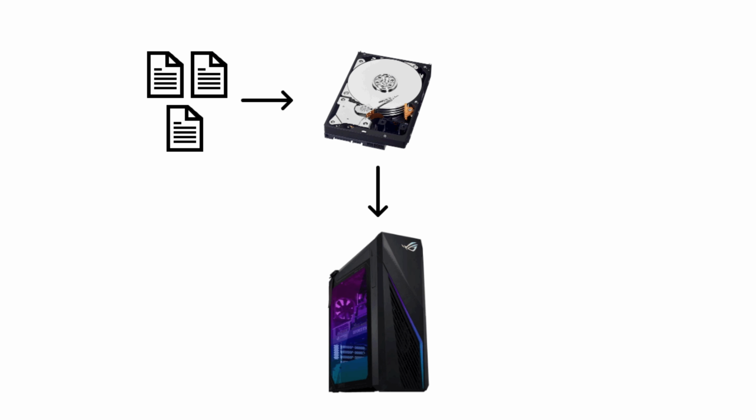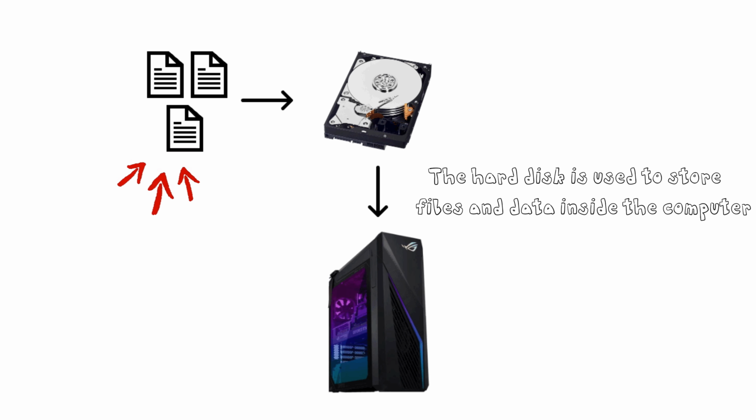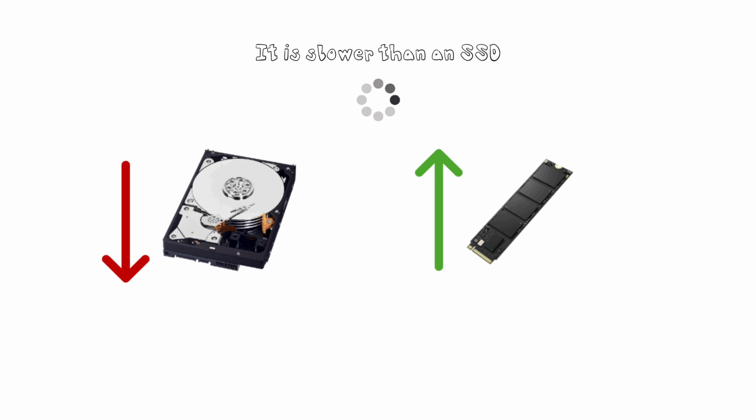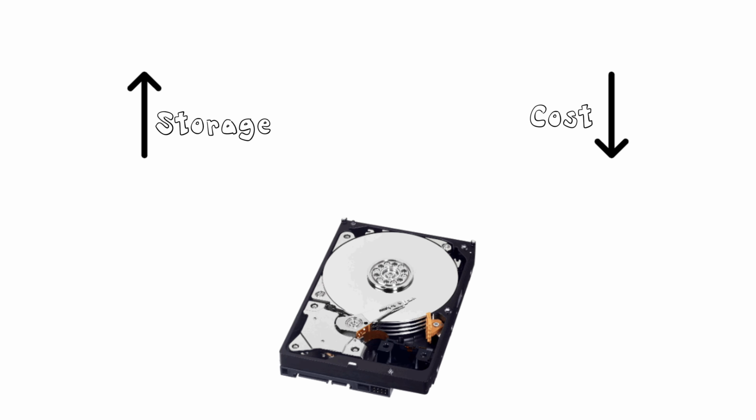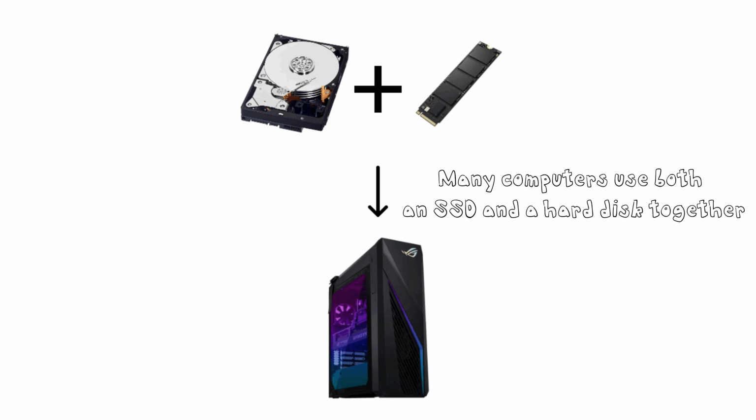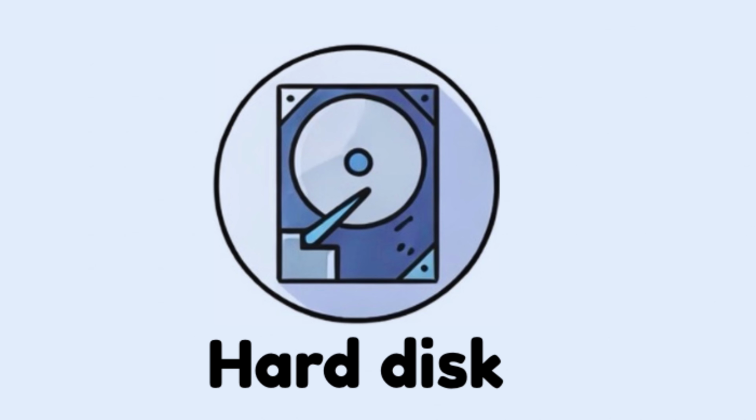Hard disk. The hard disk is used to store files and data inside the computer. It is slower than an SSD. It is usually used to store large files like videos, photos, and documents. Hard disks offer large storage at a lower cost. Many computers use both an SSD and a hard disk together.